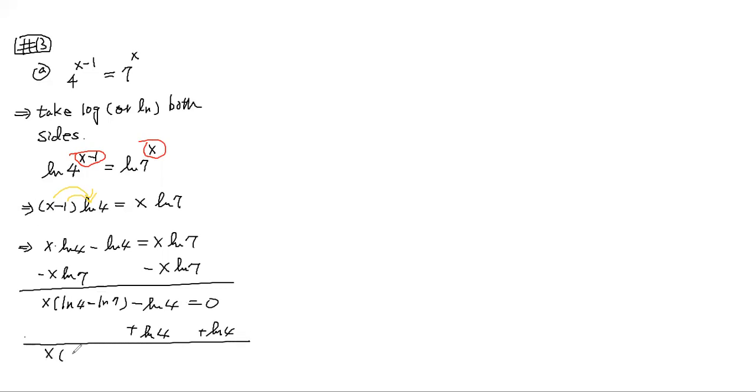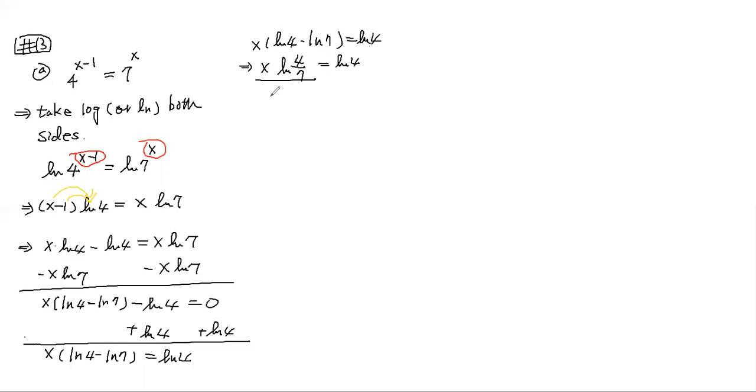Then I can add the natural log of 4 to both sides. So x times (natural log of 4 minus natural log of 7) is equal to the natural log of 4. Okay, let me move this one up here. If you want, you can combine a little bit. So this will be x times natural log of 4 over 7 equal to the natural log of 4.